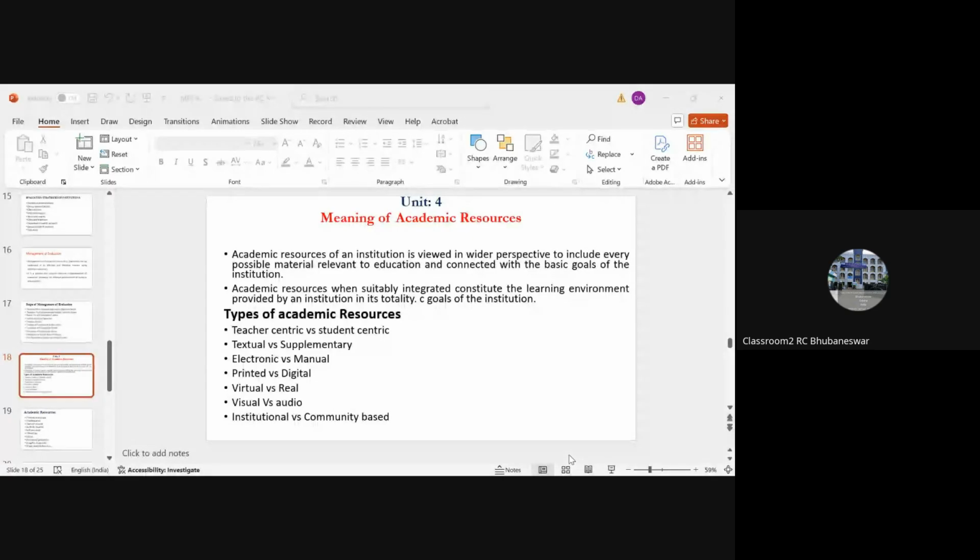What are institutional resources? Teacher is also a resource. Teacher is related to or linked to the educational institution. So, teacher is a very important resource for each and every educational institution.